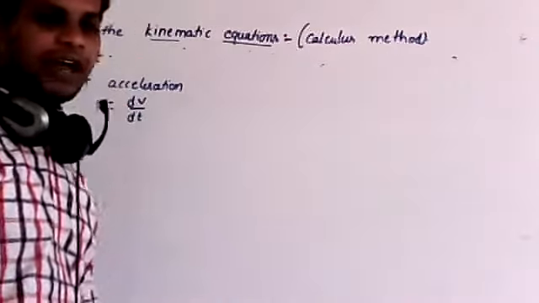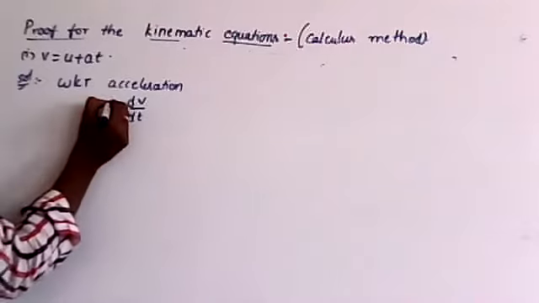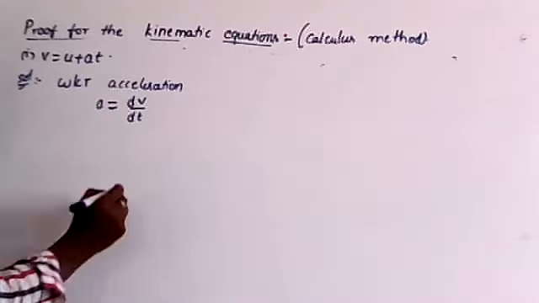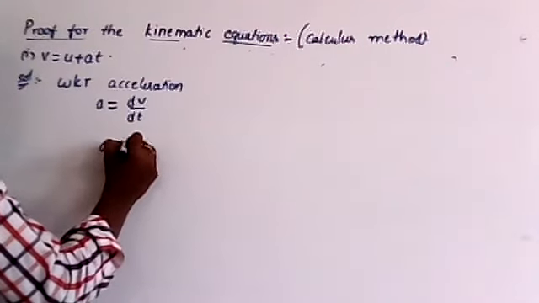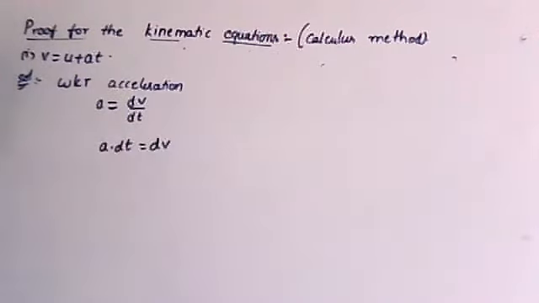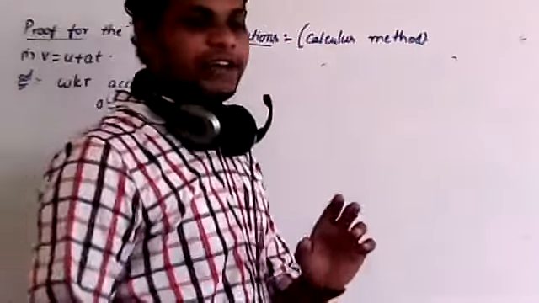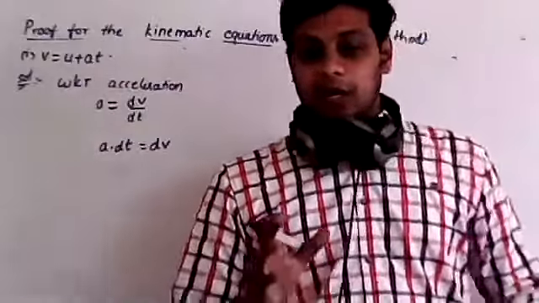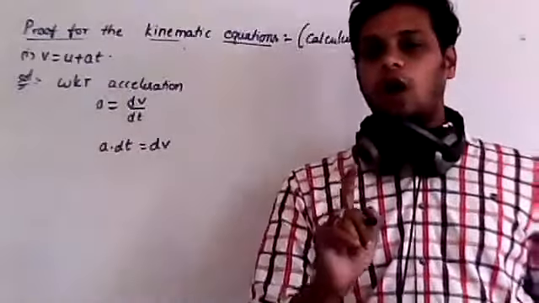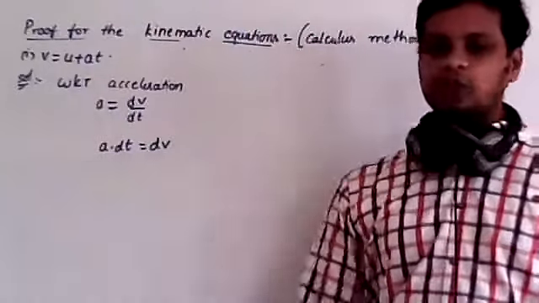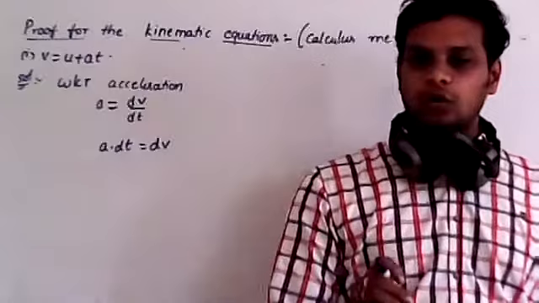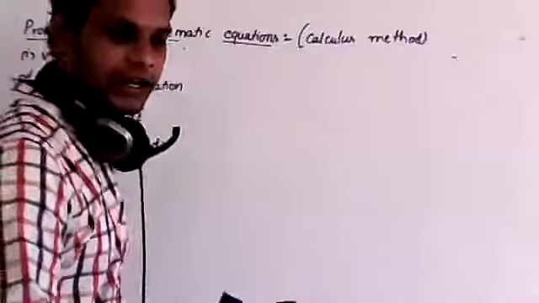Are you clear? We know that acceleration a is equal to dv by dt. Now bring this to the left hand side, then you can write this as a into dt is equal to dv. Now remember, in order to get total velocity, always you should do integration. dv is a small value. To get total value, always we need to do the integration.